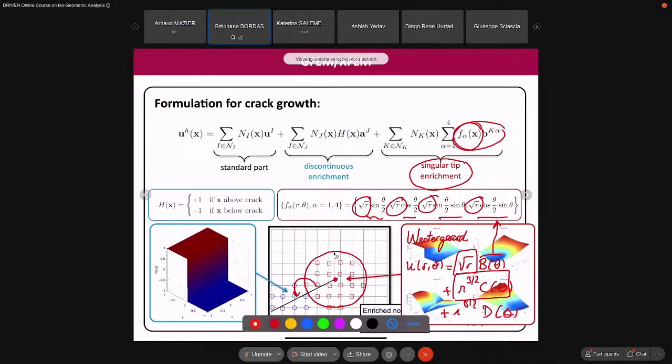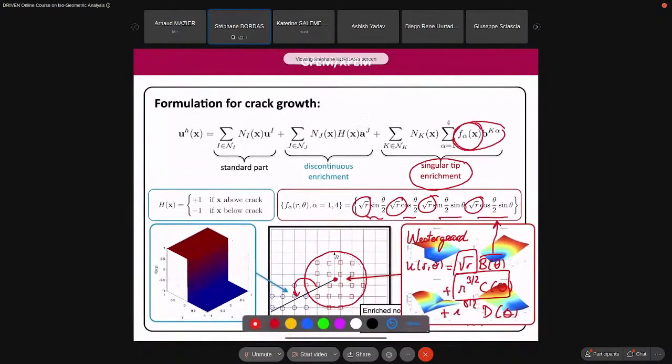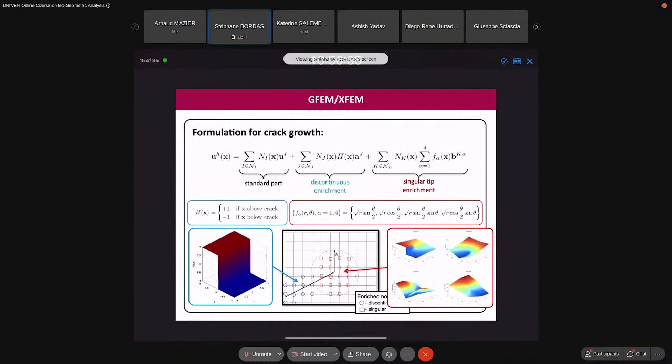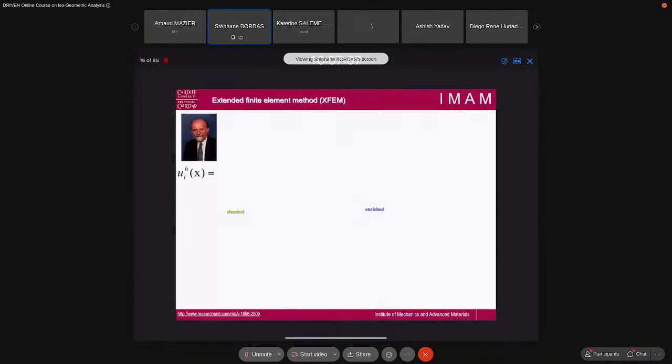And so that's how the functions look. You can see the discontinuous function on the left, and the singular functions on the right. The discontinuous function sine theta over 2, which you have here, looks pretty much like a discontinuous function here, because you have this jump, and here it looks like some sort of root r times the sine theta over 2. So that's the beauty of the method, that you can put any of those functions in, and that is super nice.